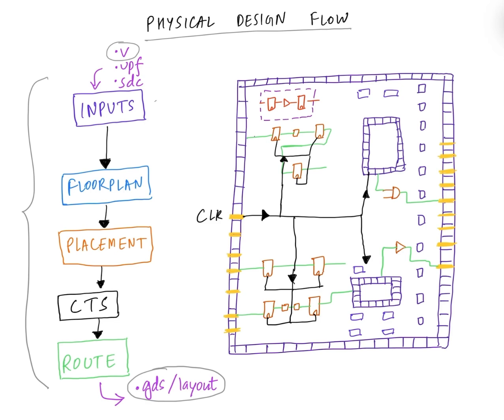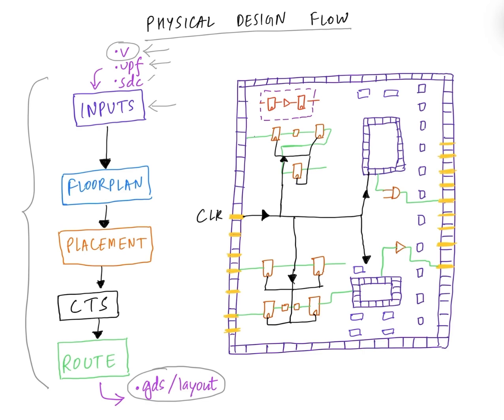So the first step is the inputs stage, where all the input files or collaterals are read into the PNR tool. The most important of these inputs are the .v files. Usually it could be RTL or gate level synthesized netlist. So let's say that the RTL is already synthesized in this case, and we are starting our flow from a gate level netlist. The next one is the UPF file, which is the power intent of the design. We will have a dedicated video on this later.